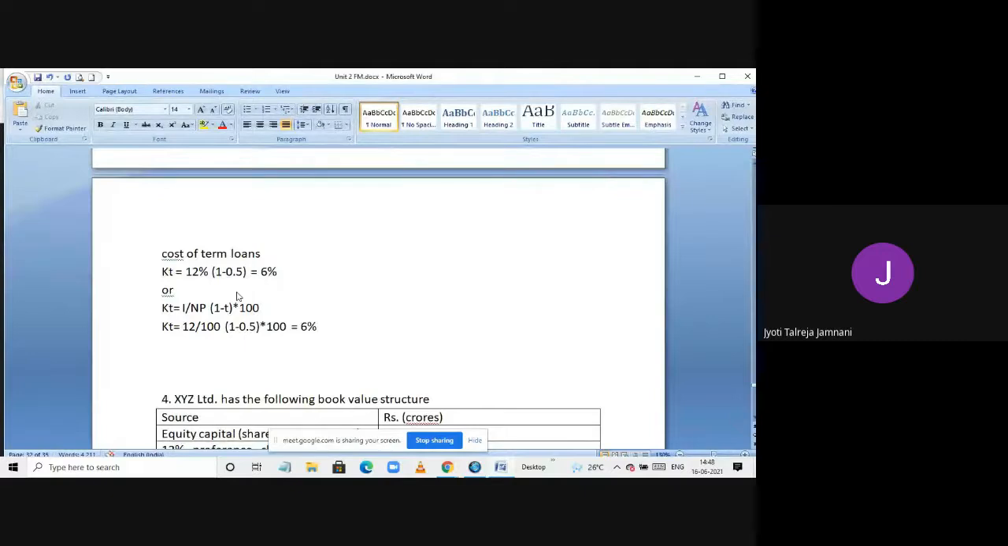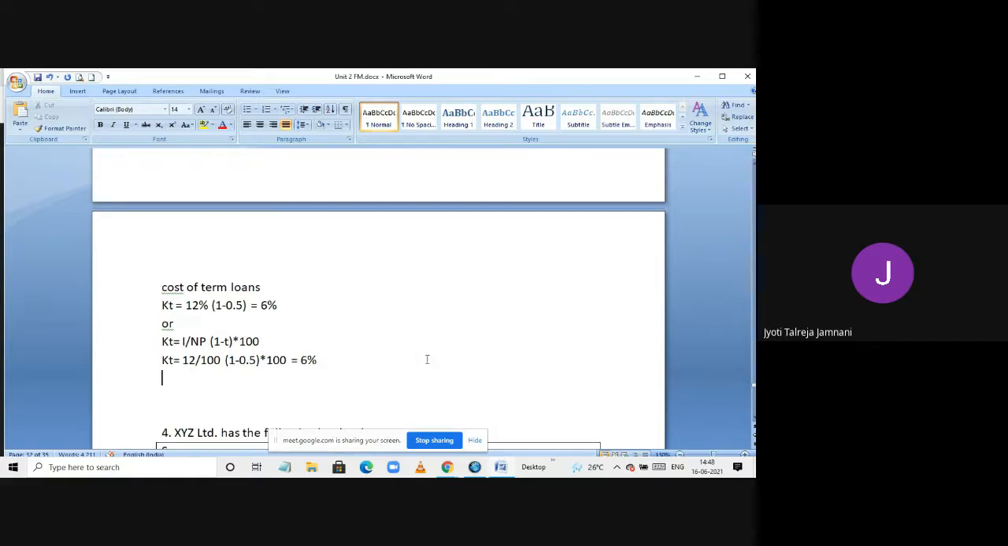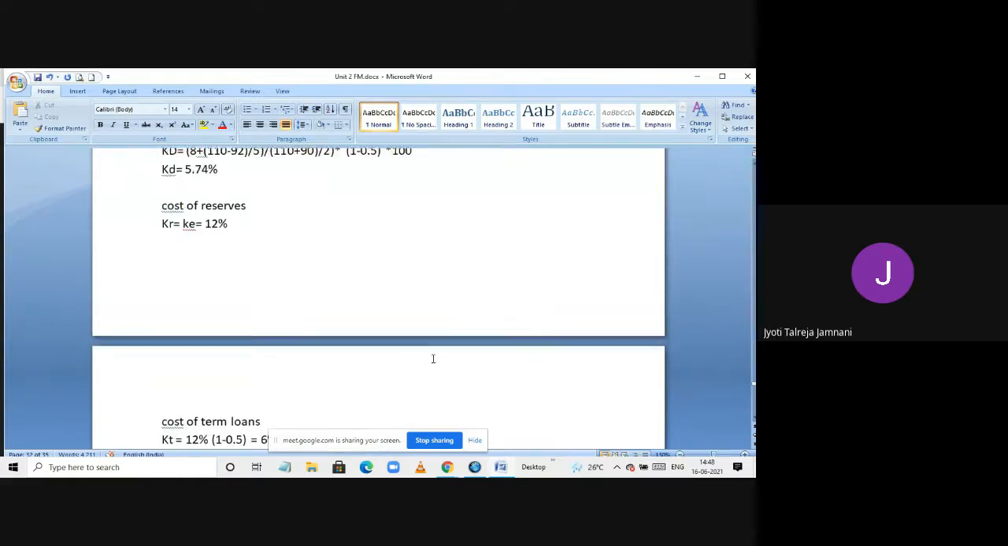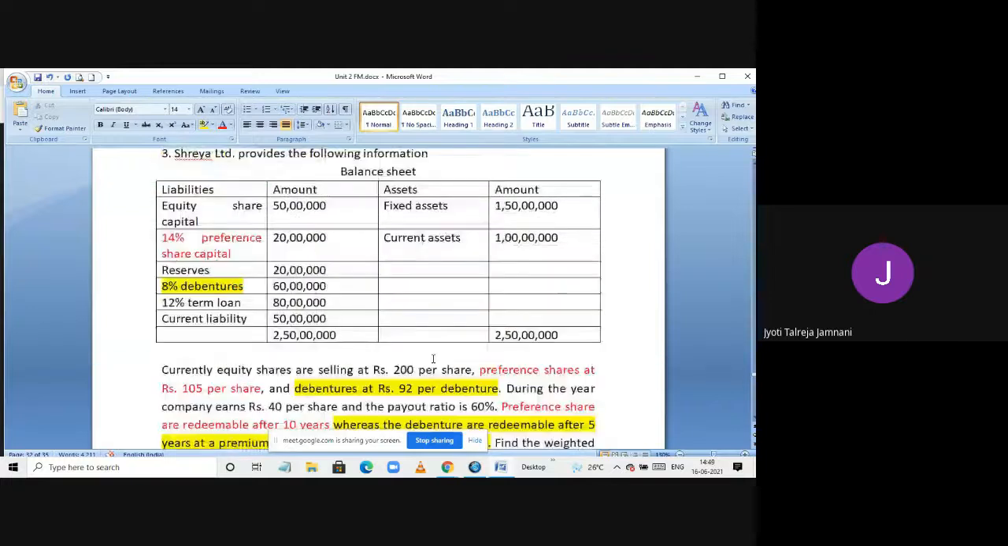So it's better to do the first way. We just need to find the after tax cost of term loans, that is 6%. Or you can use the formula of irredeemable debentures because N is not given, and you can do it like this. It will again give you 6%. So we have taken all the values. Now we can find the book value weights.